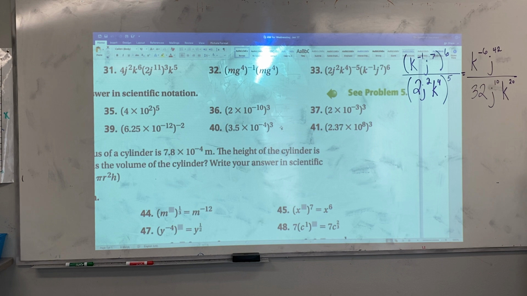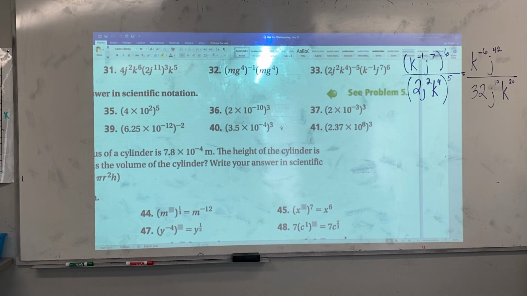This could actually be simplified in a different way, but you haven't learned how to do division yet, so I think we're going to leave it like that. But is there anything that can be simplified based on what we have learned already? K and K, J and J. Well, hold on a second.